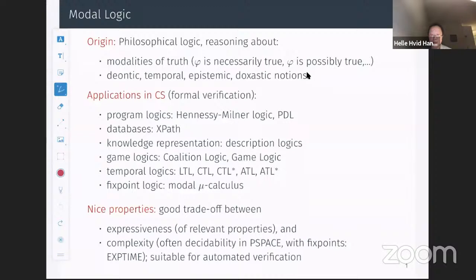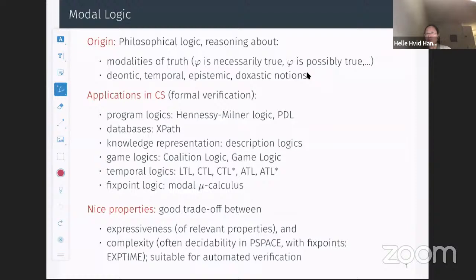But modal logic was really adopted into computer science as a tool in formal verification, because it turned out that modal logics often were able to express the properties that we were interested in, about various systems and data or knowledge representation. So here's a long list, and if you're familiar with them, great. If not, don't worry about it.